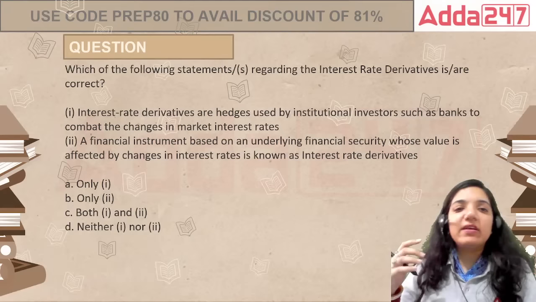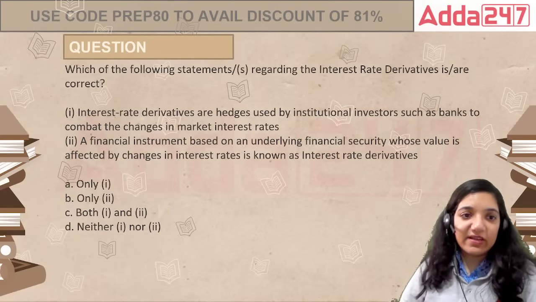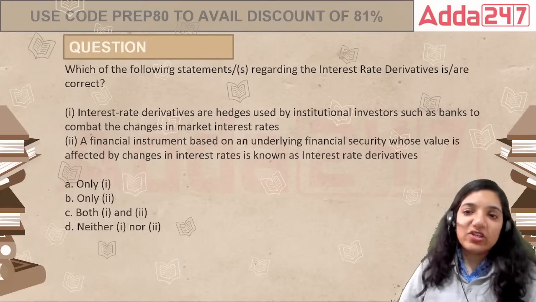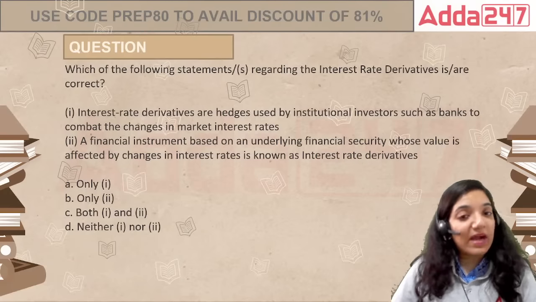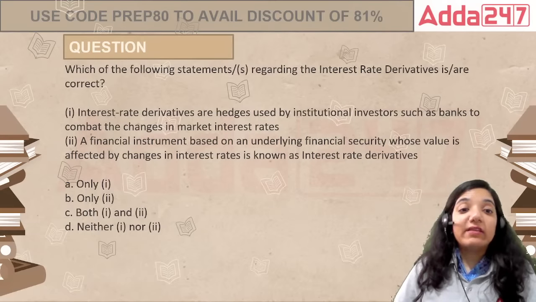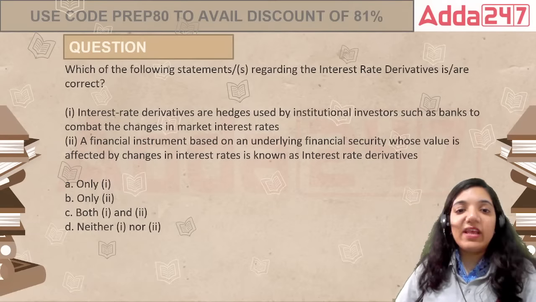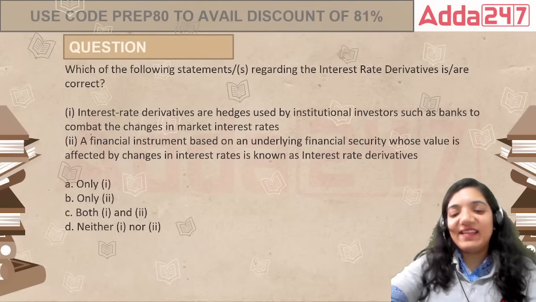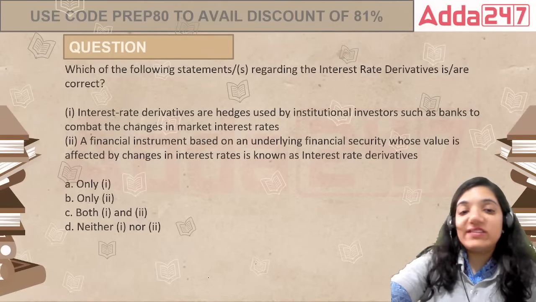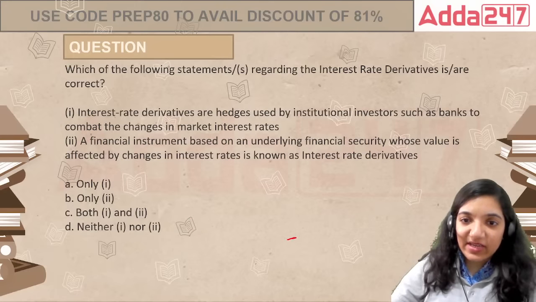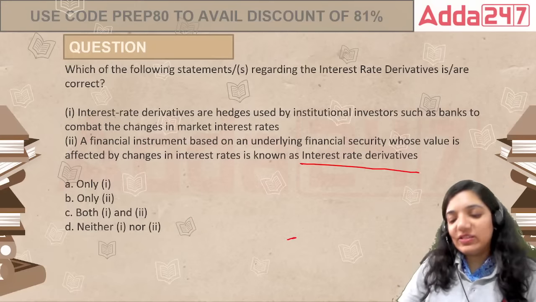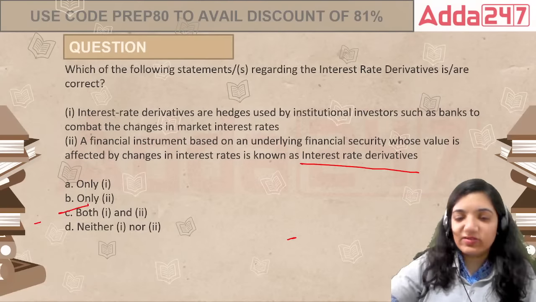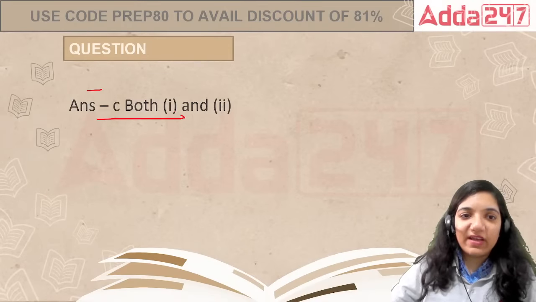Which of the following statements regarding interest derivatives are correct? Number one, interest rate derivatives are hedges used by institutional investors such as banks to combat the changes in market interest rate. Number two, the financial instrument that is based on the underlying assets whose value is affected in terms of interest rate derivatives. So in this case, what is correct? Very good, Debashi sir. The correct answer is actually C. Both 1 and 2 are correct.